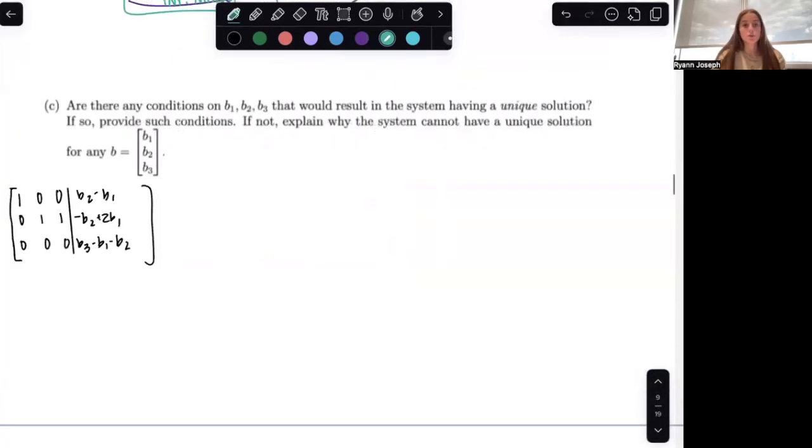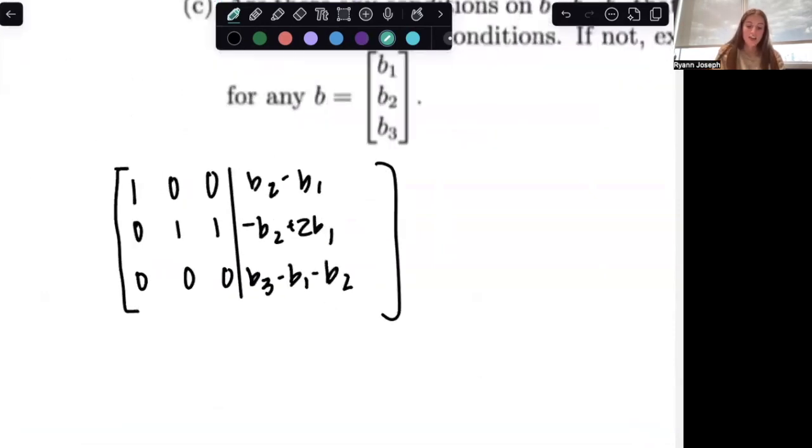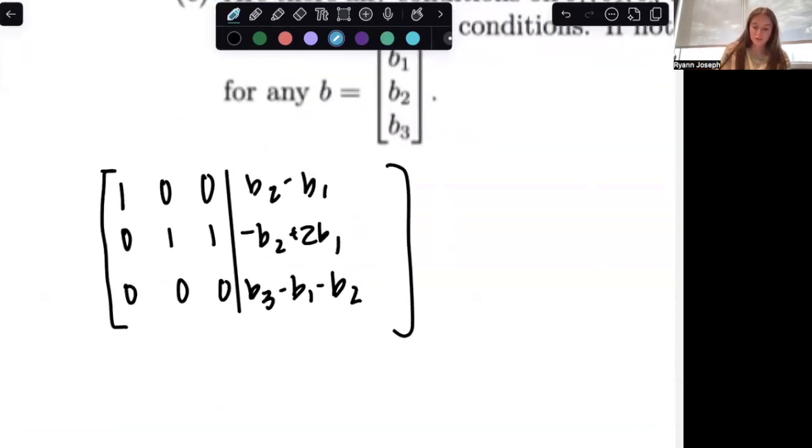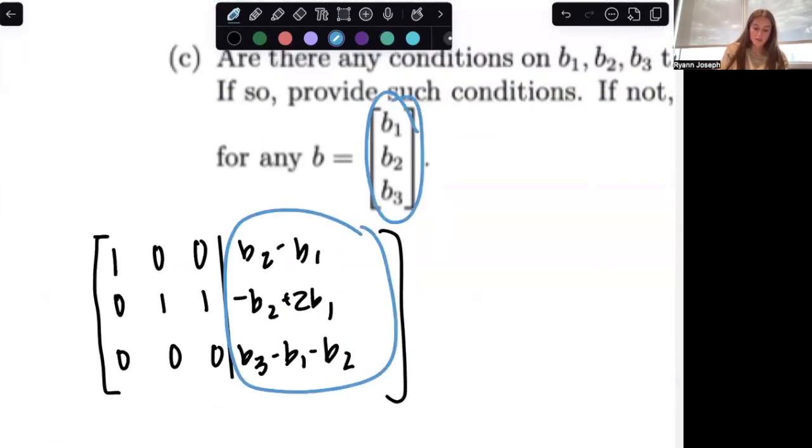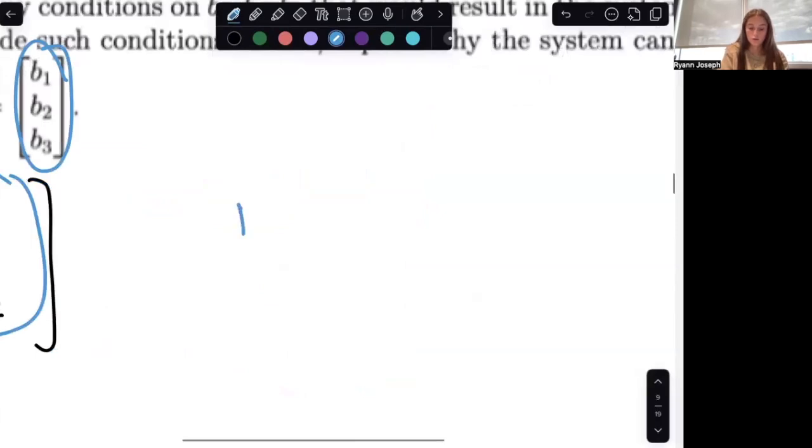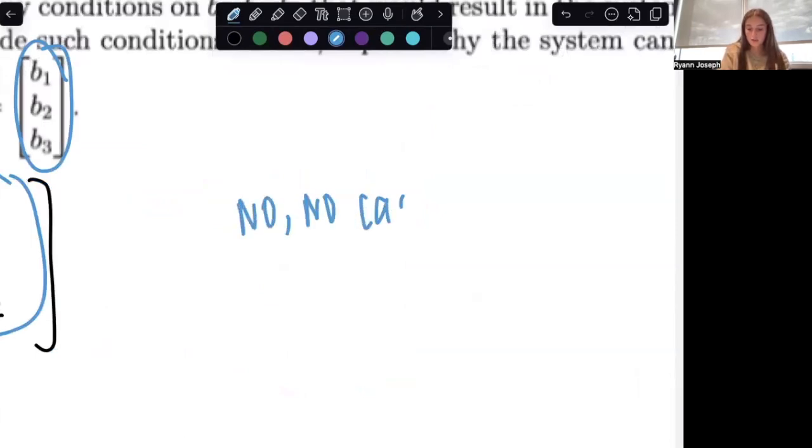Are there any conditions, B1, B2, B3, that would result in the system having a unique solution? Unique solutions arise when we have no free variables, when we only have pivot variables. There is nothing we can do to B, to any of these values, that changes the fact that we have a free variable. No matter what, we will still have x3 being a free variable, or I guess it's z in this case. There's no way for us to change that z as a free variable. So the answer is no. No case with unique solutions.